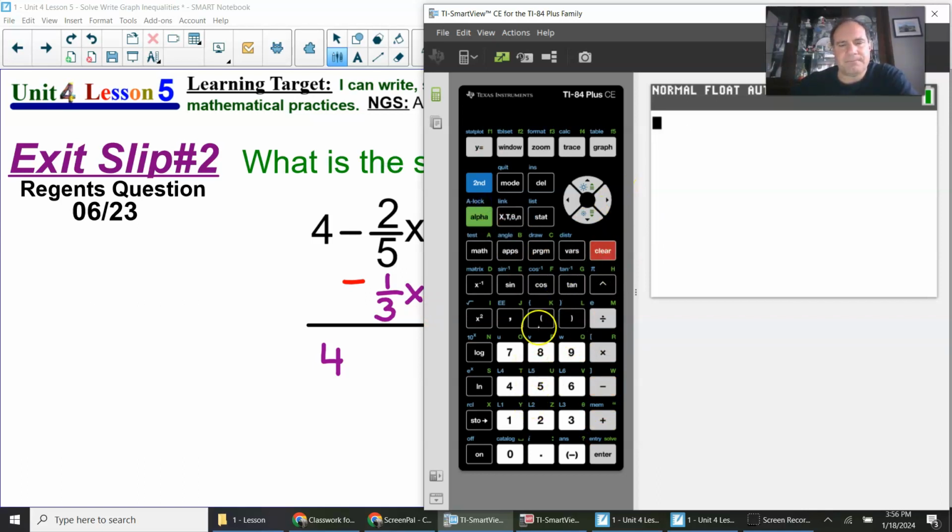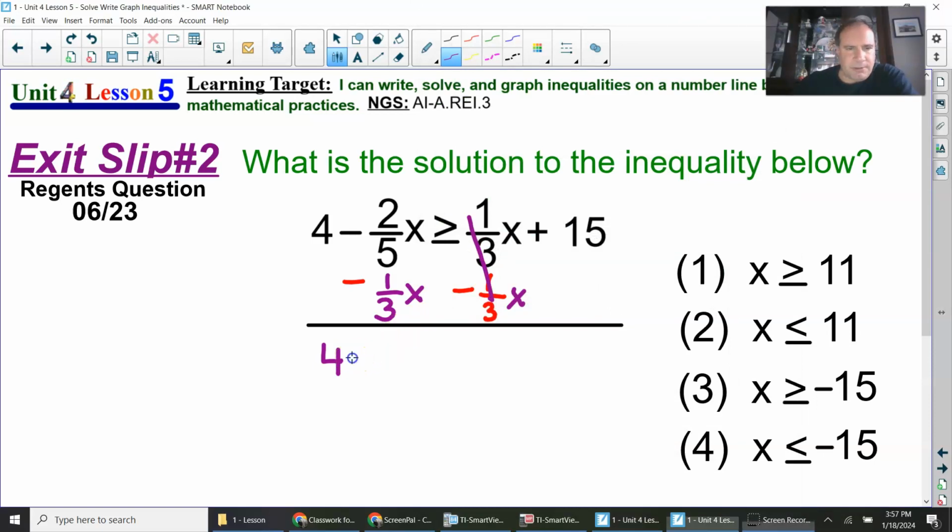Wow. Let me try that again. Negative 2/5 minus alpha x 1/3. And I'm going to see what that comes to. That's a negative 11/15. So I'm going to put minus 11/15 x. Bring down the inequality symbol, bring down the 15.